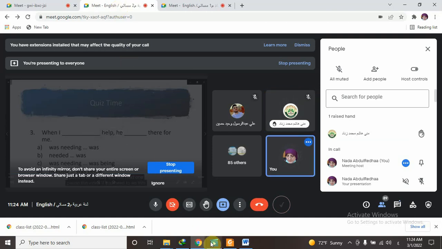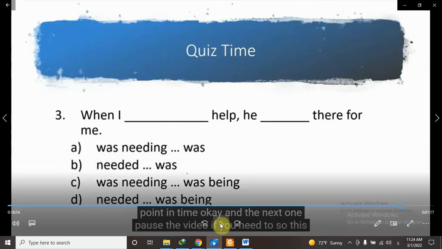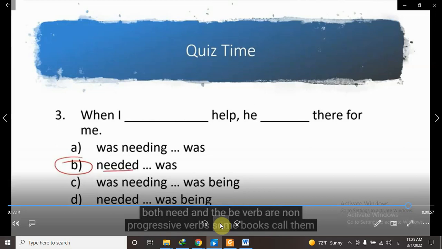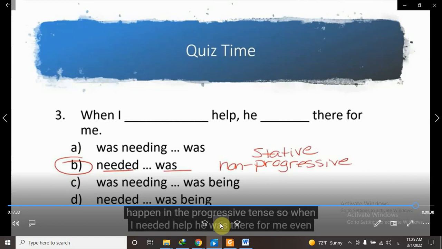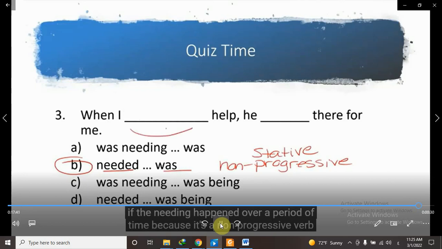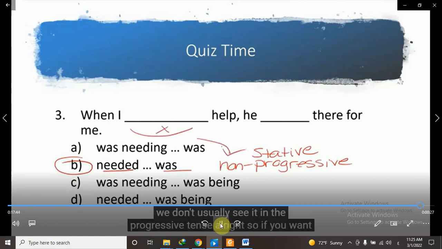Thank you. So the answer for this one is B. Pause the video if you need to. I specifically want to point out this verb need. Both need and the be verb are non-progressive verbs. Some books call them stative verbs, and it simply means that these verbs usually don't happen in the progressive tense. So, when I needed help, he was there for me. Even if the needing happened over a period of time, because it's a non-progressive verb, we don't usually see it in the progressive tense.